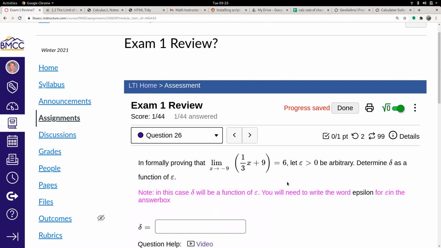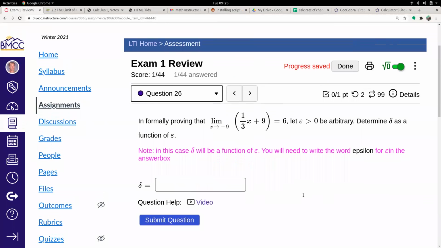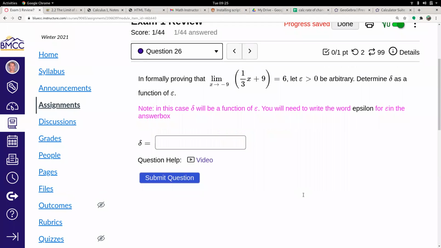Okay, oh, this is a beautiful one. I love these problems here. I didn't when I was a student like you guys doing calculus. I was like, man, this is crazy stuff.